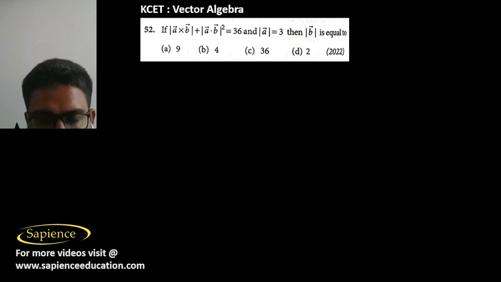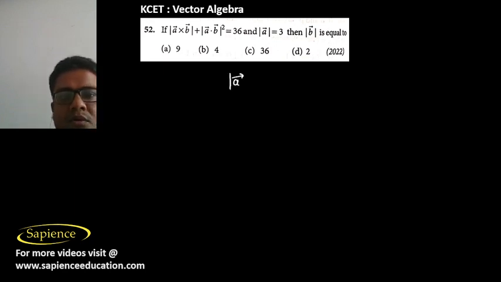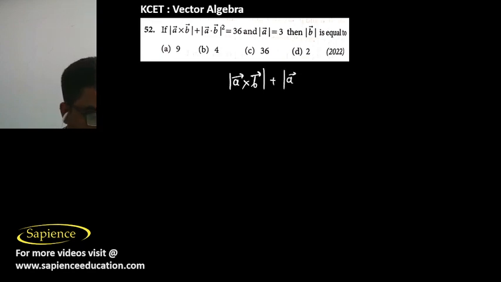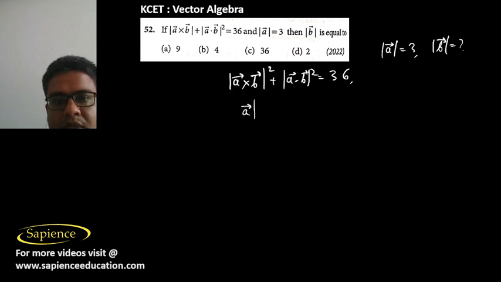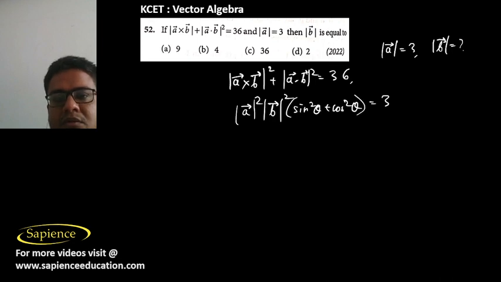Question number 52. If mod A plus A cross B plus mod of... so here the question is wrong, it should be square here. The square plus A dot B whole square, that is equal to 36. Magnitude of A is 3 and then magnitude of B is how much? So mod A square into mod B square into sine square theta will come here, and here cos square theta will come. So this will be sine square theta plus cos square theta, where theta is the angle in between A and B. It is equal to 36.